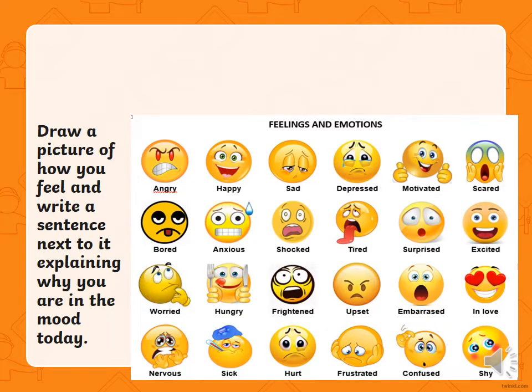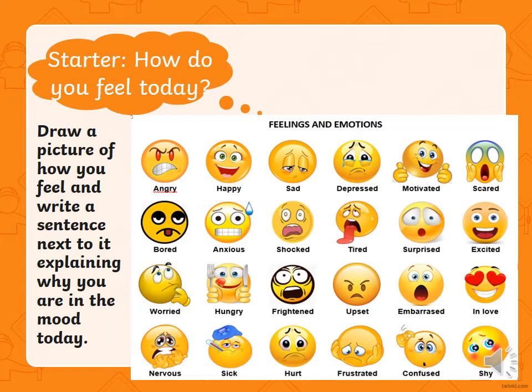So before you get started on the main lesson, I was just going to talk a bit about how you feel today. What I want you to do is draw a picture of how you feel and write a sentence next to it explaining why you're in that mood today or why you feel that certain way. So I've got some emojis, and then under it it's got the feelings and emotions.